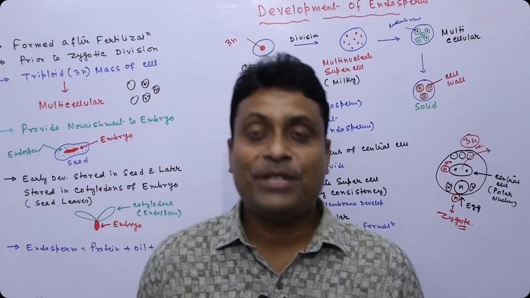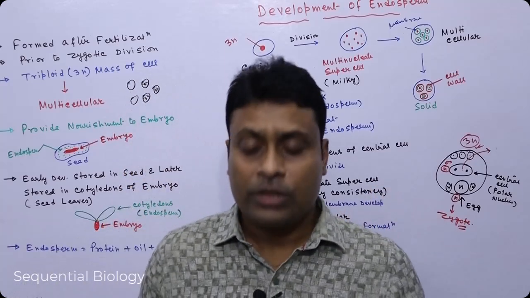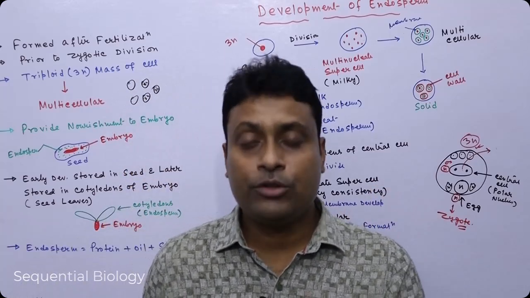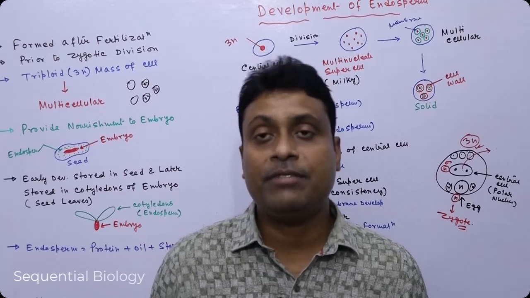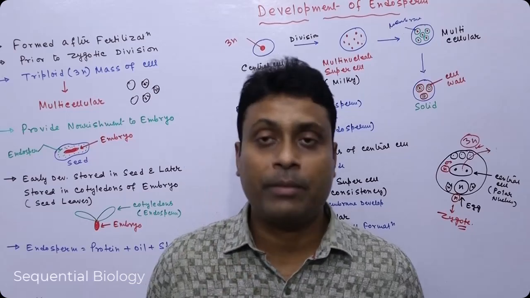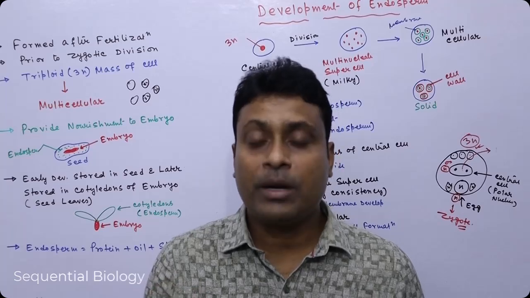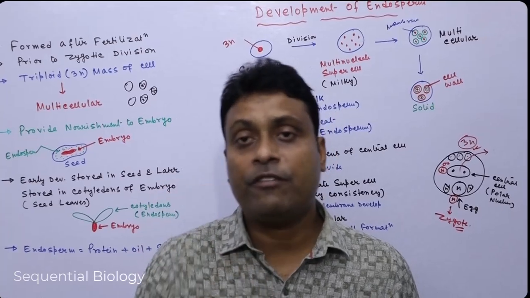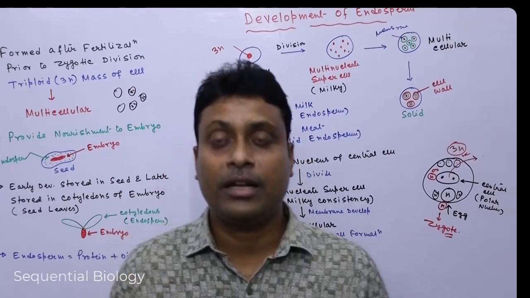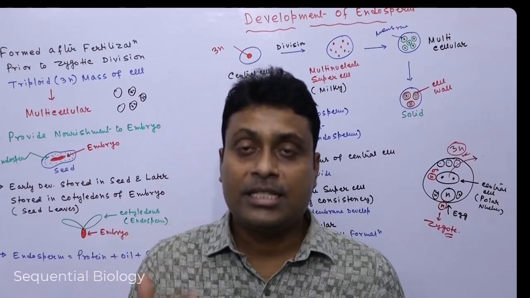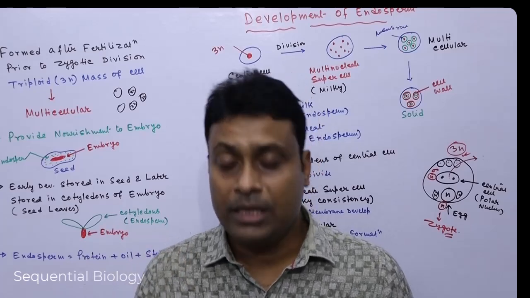Welcome students, in this video we will discuss the development of endosperm. You know the total plant kingdom can be divided into two groups, the cryptogamia and the phanerogamia, and the phanerogamia is again divided into two broad groups, the gymnosperm and angiosperm. In gymnosperm, the endosperm is developed before fertilization, but in angiosperm, endosperm is developed after fertilization, and for this reason the gymnosperm endosperm is haploid but angiosperm endosperm is triploid.